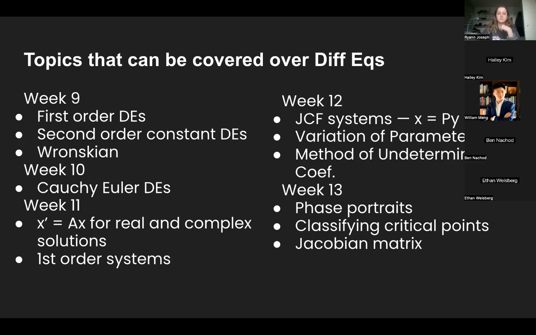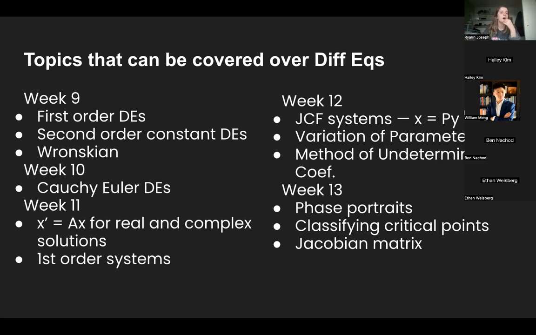Week 11, it's the introduction to systems of differential equations. So if we have x prime equals Ax, can you solve for the solutions, for real solutions and complex solutions, because they look slightly different. And then for equivalent first order systems, if you're given some second order differential equation, can you convert it to a first order system that you can then solve?